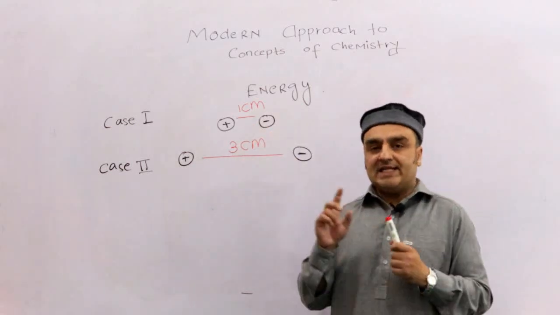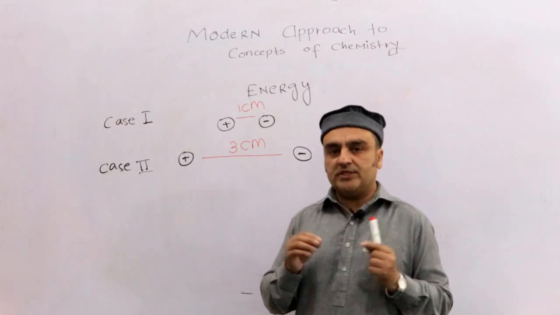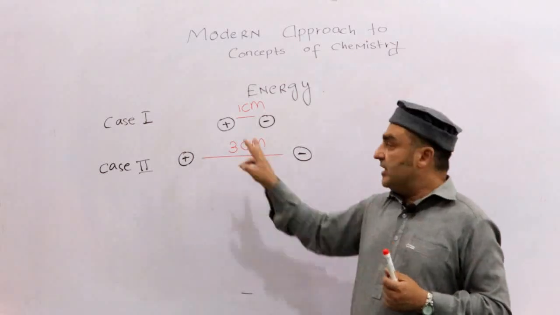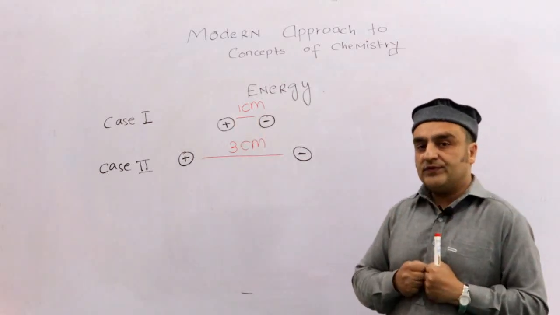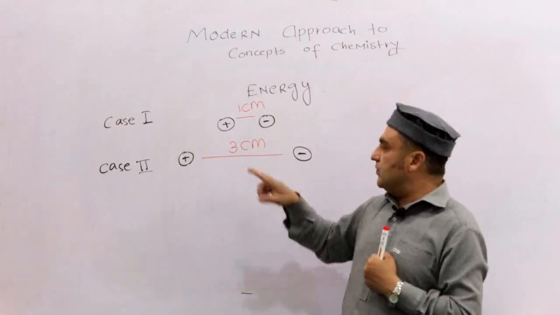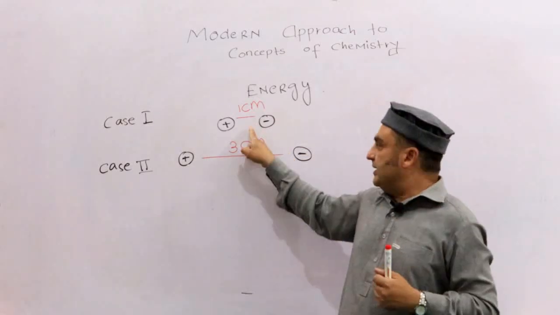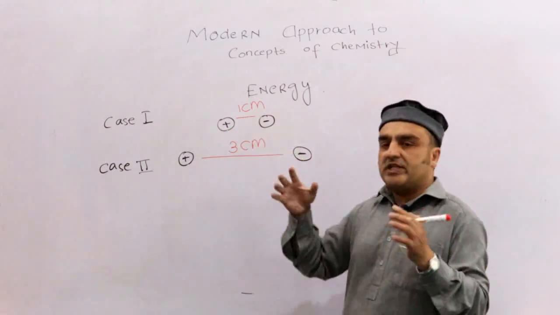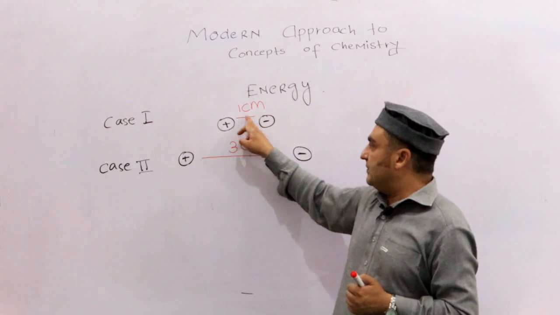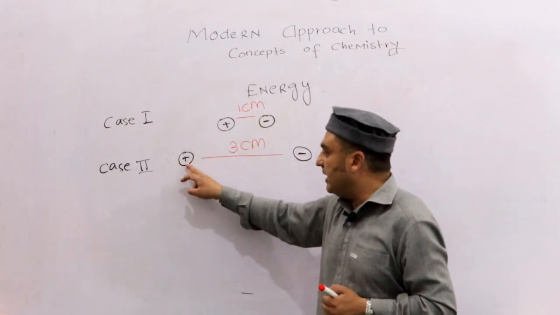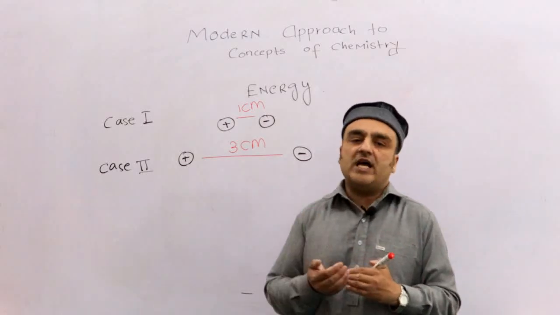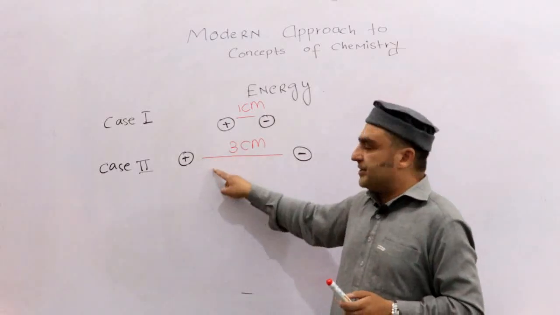As you know, these two charges are opposite. One is positive, the other is negative. Here again a positive and negative. You know what a positive and negative do with each other? They attract each other. Suppose they influence each other at a distance of 1 centimeter and again at a distance of 3 centimeters. By influence I mean that they can still attract each other.